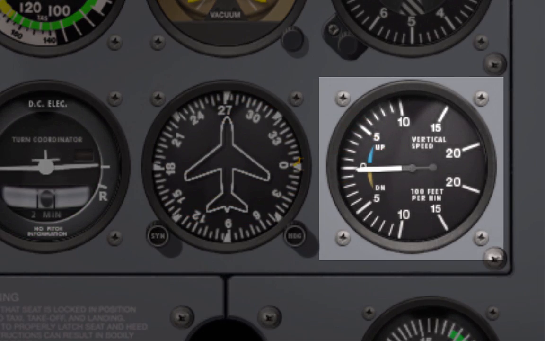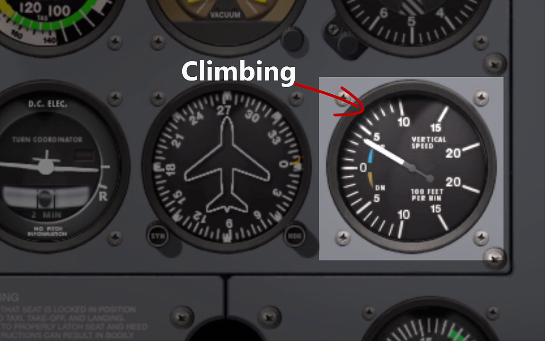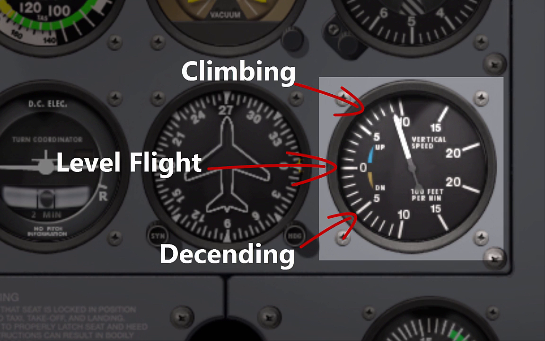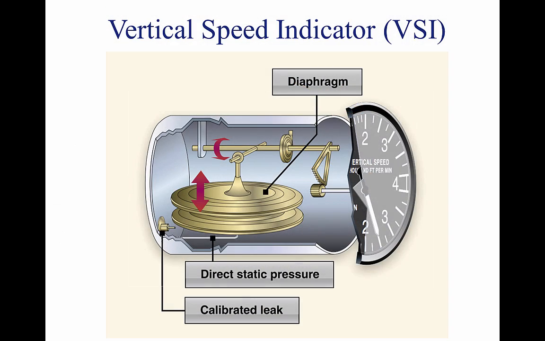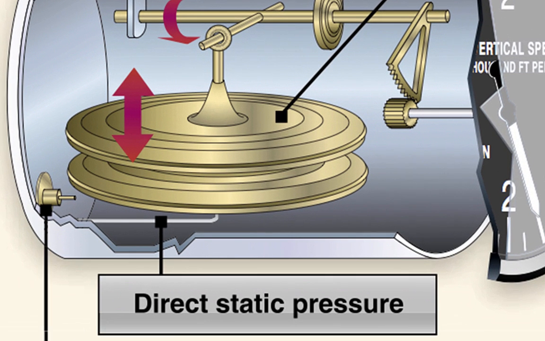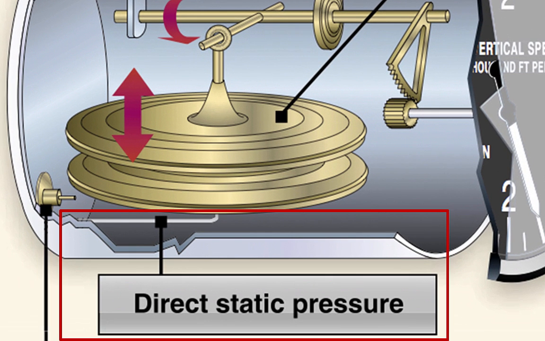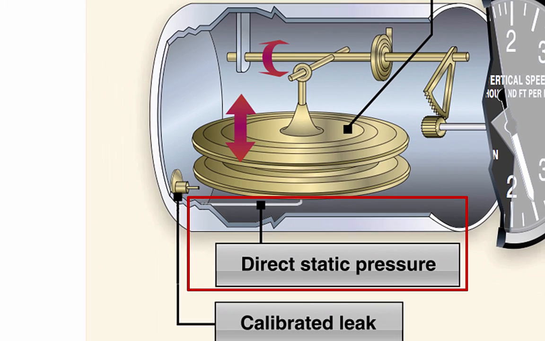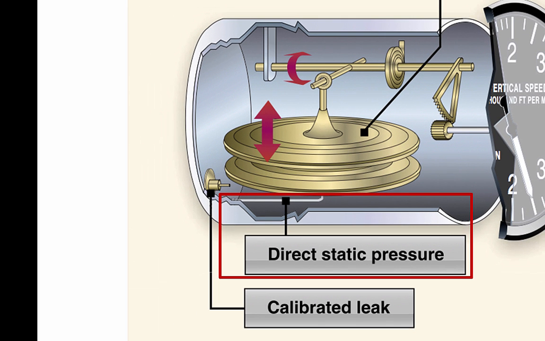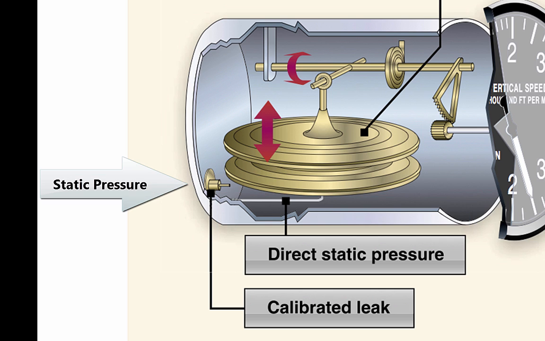The VSI indicates whether the aircraft is climbing, descending, or in level flight. The rate of climb or descent is indicated in feet per minute, FPM. If properly calibrated, the VSI indicates 0 in level flight. The inside of the diaphragm is connected directly to the static line of the Pitot-Static system. The area outside the diaphragm, which is inside the instrument case, is also connected to the static line, but through a restricted orifice, calibrated leak.